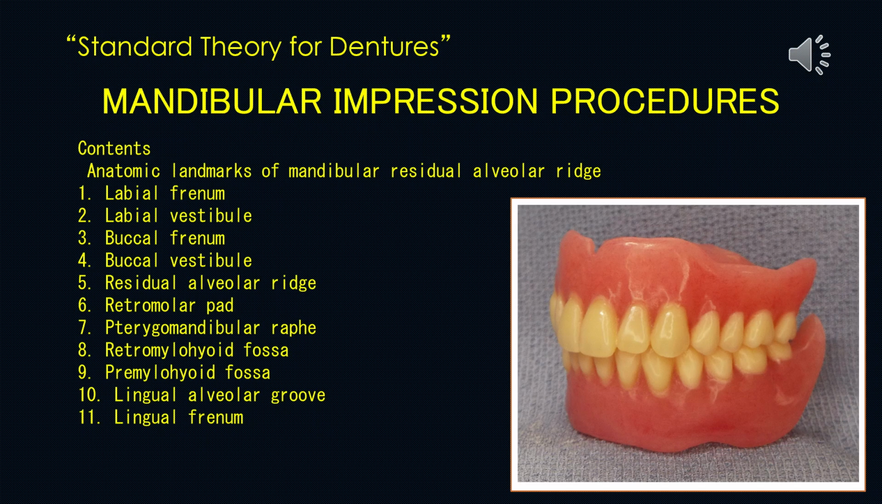Contents. Introduction. Anatomic landmarks of mandibular residual alveolar ridge. 1. Labial frenum. 2. Labial vestibule. 3. Buccal frenum. 4. Buccal vestibule. 5. Residual alveolar ridge. 6. Retromolar pad. 7. Pterygomandibular raphe. 8. Retromylohyoid fossa. 9. Premolohyoid fossa. 10. Lingual alveolar groove. 11. Lingual frenum.